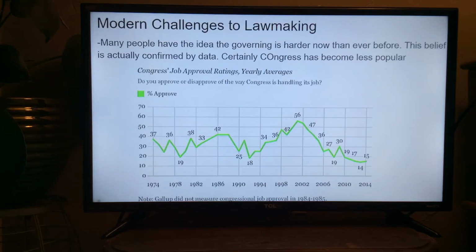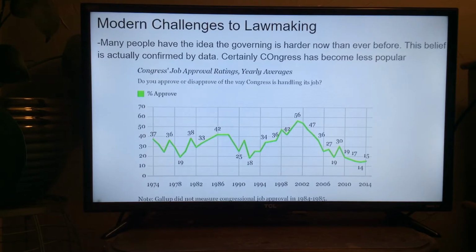Modern challenges to lawmaking. You find that this is very common. People have the idea that governing is harder, and in particular that our government isn't doing a particularly good job. And this tends to hold true across party lines, although obviously people tend to have a more optimistic view of government when their party's in power than when the other party's in power. But over time, Congress in particular has become less popular. And so I don't know exactly how well you can see this.